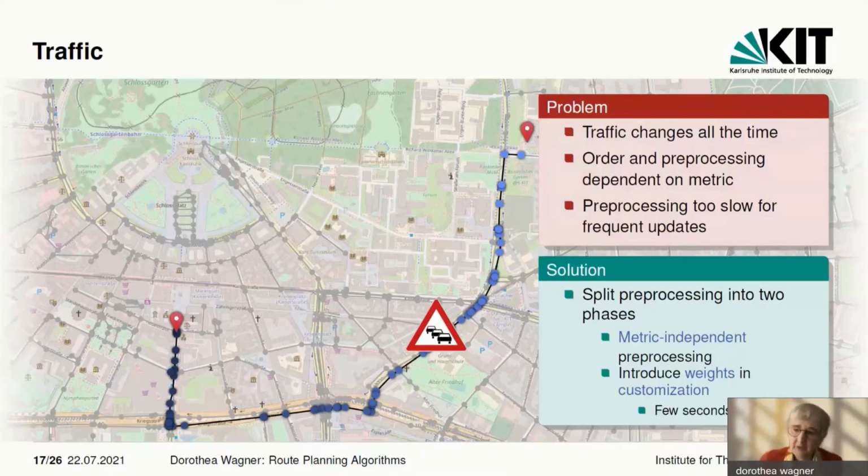the metric independent preprocessing as a first phase, then what's called customization as a second preprocessing phase that needs to be much faster. That is just depending on the weights or edge lengths. It should be only a few seconds or less. And then the third phase, the query phase.